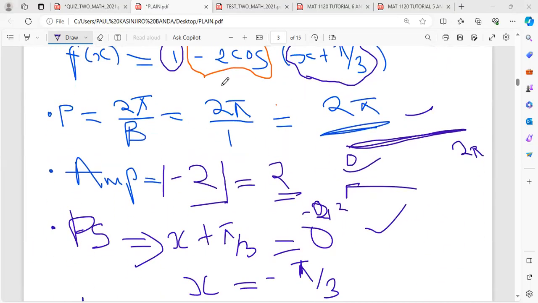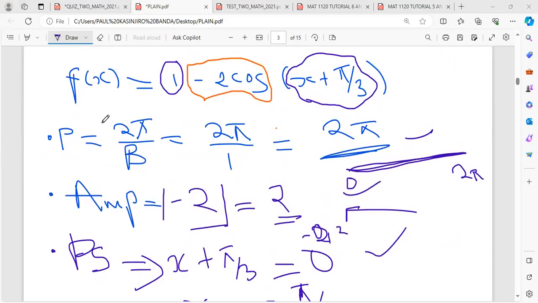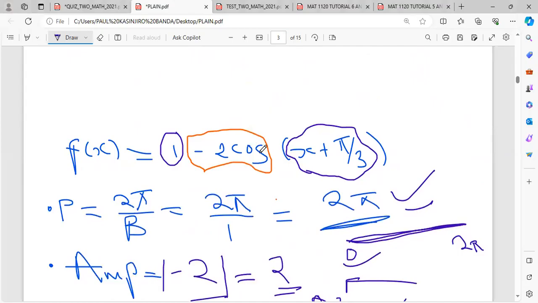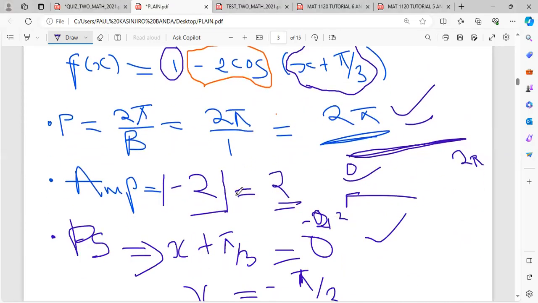So pay attention. I said when you are given a function, you first find the period. How do you find the period? You use 2 pi over b, where b is the coefficient of x. The coefficient of x here, we said it was 1, so 1 divided into 2 pi, we found our period. The next thing is to find the amplitude. The amplitude is just the modulus of the coefficient of either cos or sine. We saw here that the coefficient was -2. Find the modulus of that, and we find that it's 2.